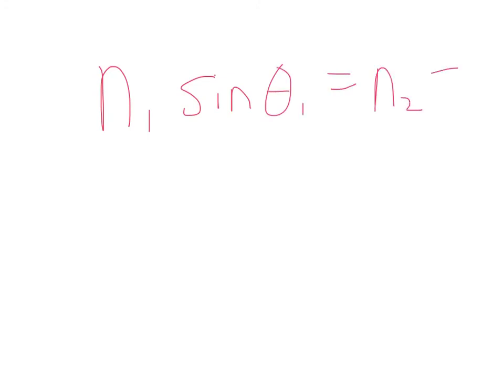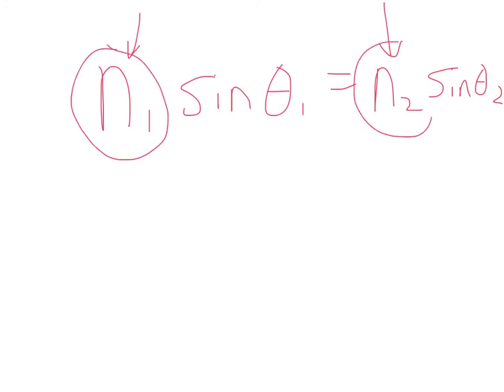I'm going to write the relationship, and then I'll end this video and we'll do another one soon. So I have n1 times the sine of theta 1 equals n2 times the sine of theta 2. Now n1 and n2 are the corresponding refractive indices of medium 1 and medium 2. So what are theta 1 and theta 2? Those correspond to the angles measured from the perpendicular to the interface.